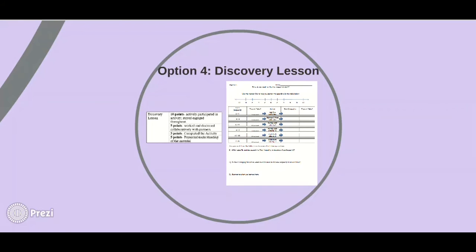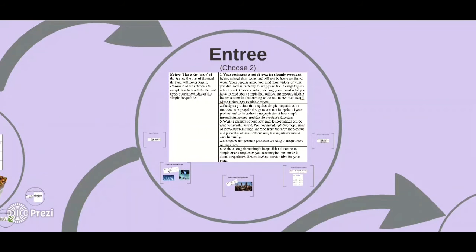And the same point system: 10 points for being actively engaged, 5 for working and discussing collaboratively, 5 for completing the activity, and 5 for presenting an understanding of the material. So that was the appetizer. That altogether is worth 50 points. They have to complete 2 25-point activities for that.